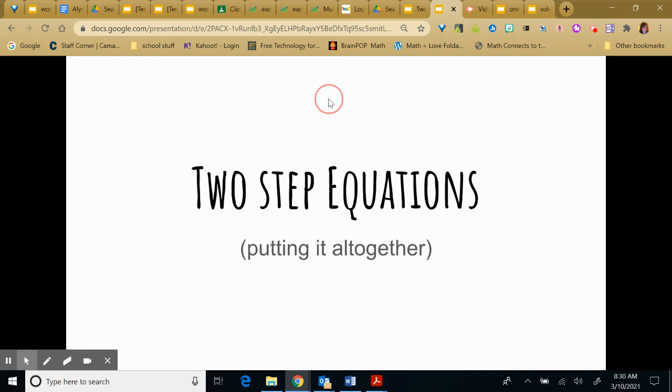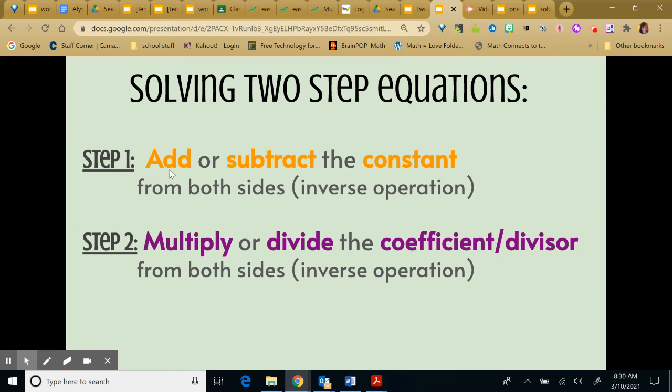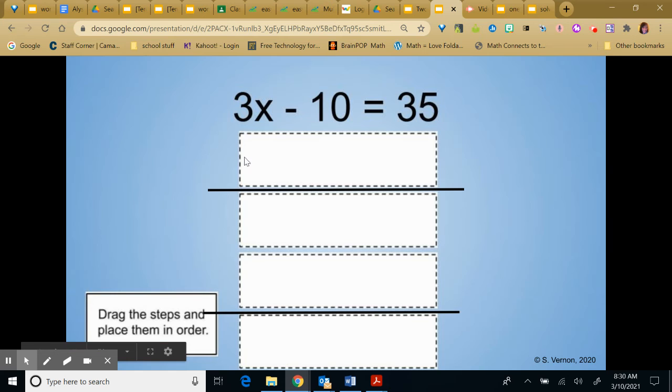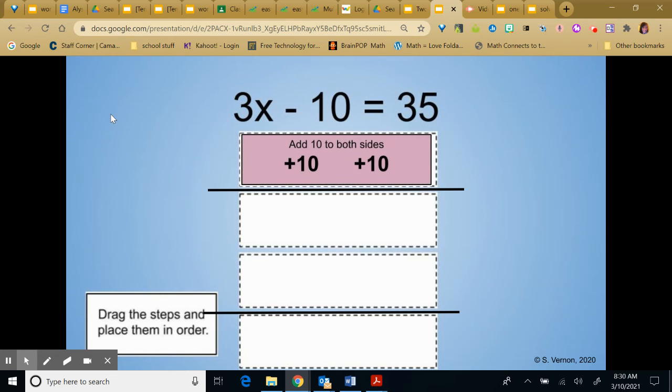Okay? Couple more, we're just going to put them together. Remember, your first step is always adding or subtracting the constant from both sides, inverse operation. Second step, multiply or divide the coefficient or the divisor from both sides, inverse operation. That's what we just did. Okay, so we look at this and we say, I see a constant here of minus 10. I'm going to add 10 to both sides. Correct. Okay, then we're going to simplify it.